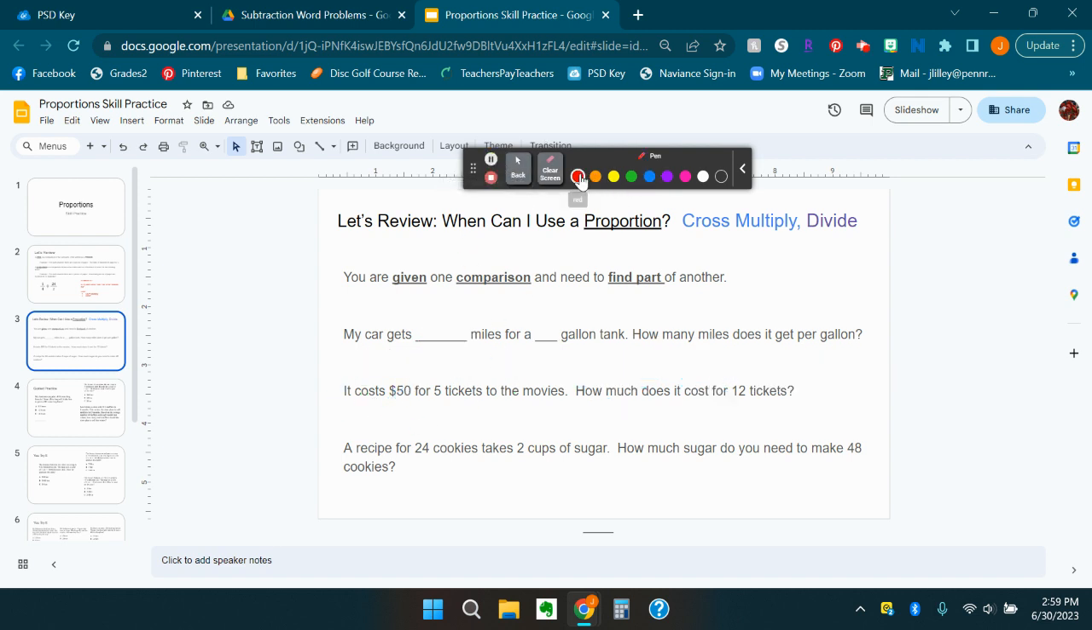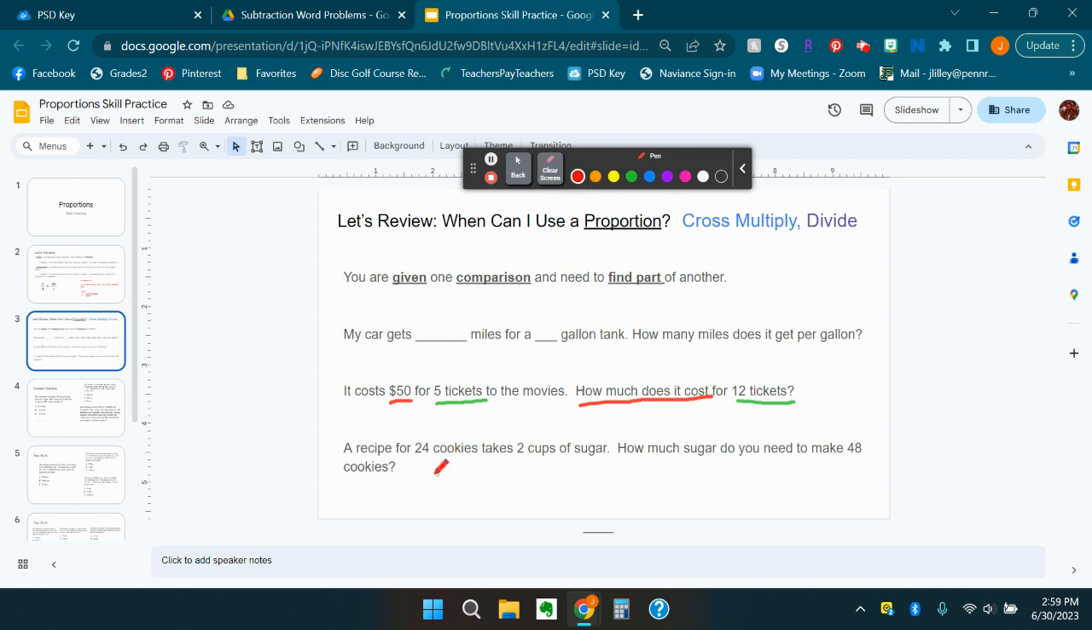We could also have a situation where we're looking at money. It costs $50 for 5 tickets to the movies. How much does it cost? We don't know. So that's where our variable would go. For 12 tickets. So again, I would use my first sentence to set up my first fraction, my second sentence to set up my second fraction, cross multiply and divide.